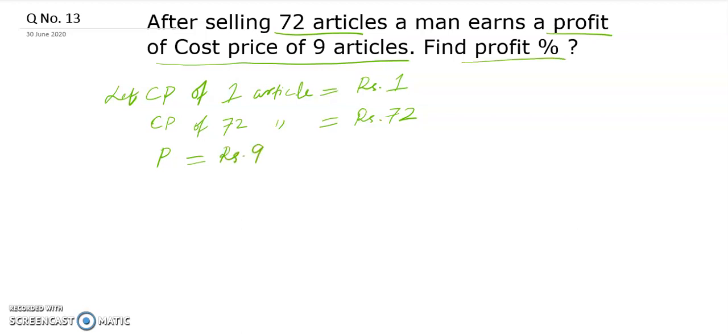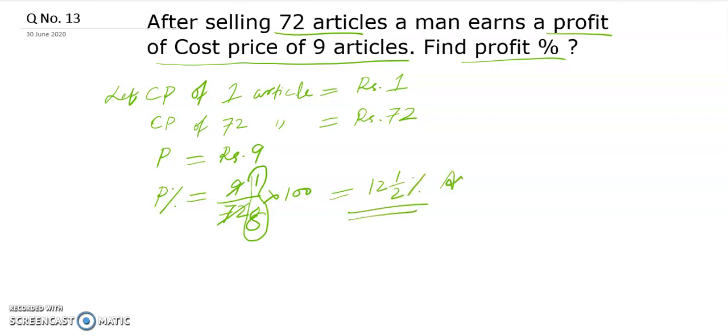And we need to find the profit percent. We know profit percent is equal to profit upon CP. Profit is how much? 9. And our CP is 72. So 9 ones are 9, 9 eights are 72, and we know the base value is 1 by 8. So our 1 by 8 in percentage is how much? 12, 1 by 2%. So this is our answer.